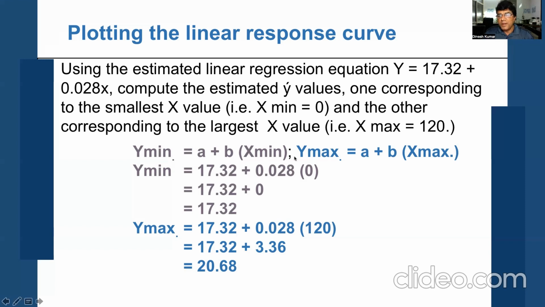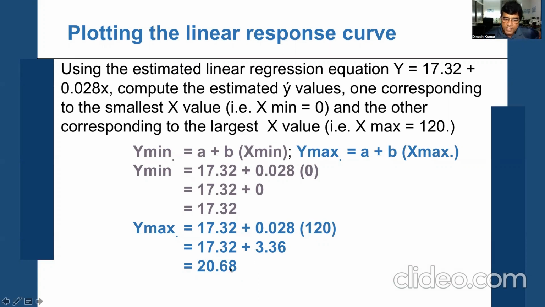Similarly, Y max, maximum yield, is A plus B x max. At x max, that is 120, you will have maximum yield. So Y max is equal to 17.32 plus 0.028 times 120 in place of x, and then 17.32 plus 3.36. So you get 20.68.